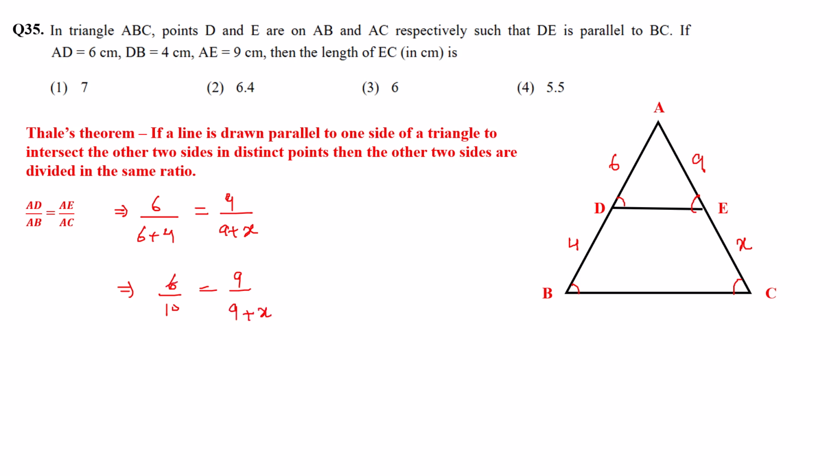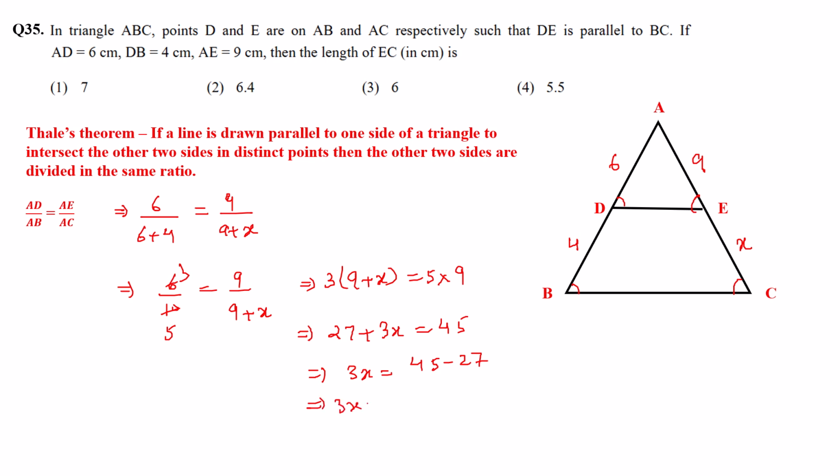Now let's reduce it. 2 3s are 6, 2 5s are 10. Now cross multiply. So 3 into 9 plus X equal to 5 into 9. Now let's solve it. So 3 into 9 is 27 plus 3X equal to 45. So 3x you will get 45 minus 27. So 3x is 18 and x will be 18 divided by 3, which is 6. So the measure of EC is 6 centimeter.